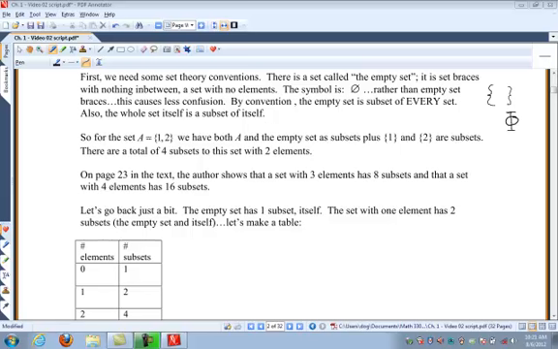So if we have the set A equals {1, 2}, a set with two elements, we have both A, the set itself, and the empty set as subsets, plus the set containing 1 and the set containing 2. These are proper subsets. And there are a total of 4 subsets to this set with two elements. On page 23 in the text, the author shows that a set with 3 elements has 8 subsets, and a set with 4 elements has 16 subsets.